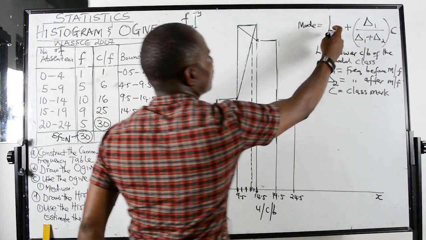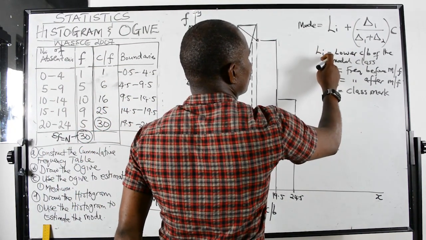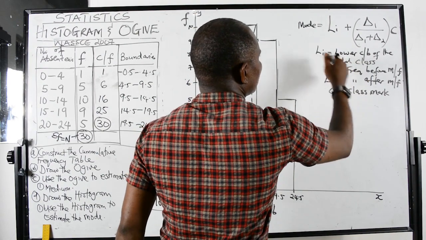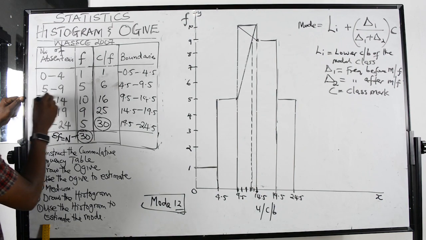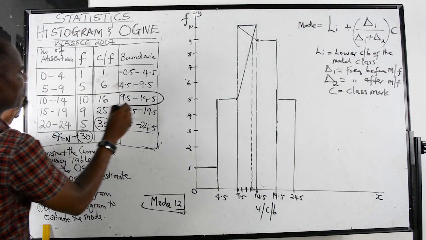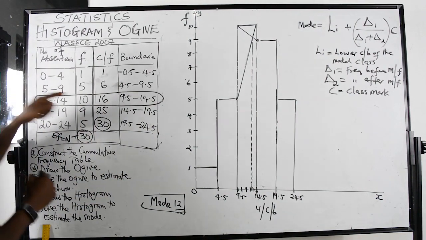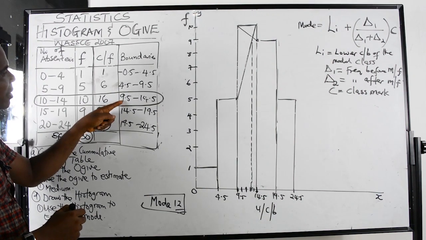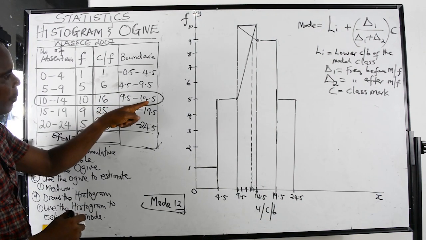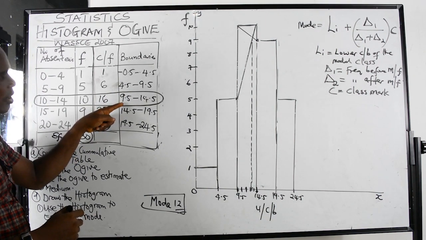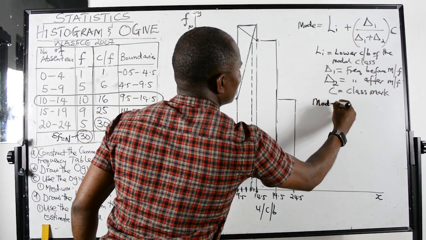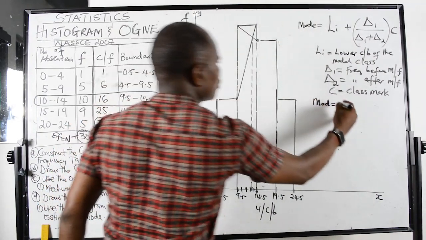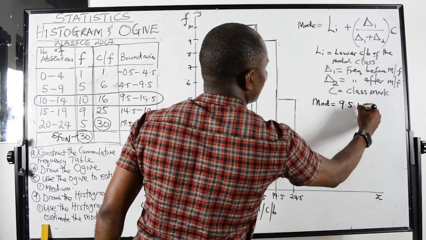So I come to verify. Li is the lower class boundary of the modal class. So I come to look for the modal class. The modal class is this, that's the highest frequency there. That's it. Now, what is its lower class boundary? This is the lower class boundary. This is the upper class boundary. Lower class boundary is 9.5. So I bring it here. So I'm now finding my mode by formula is equals to lower class boundary, 9.5, plus.